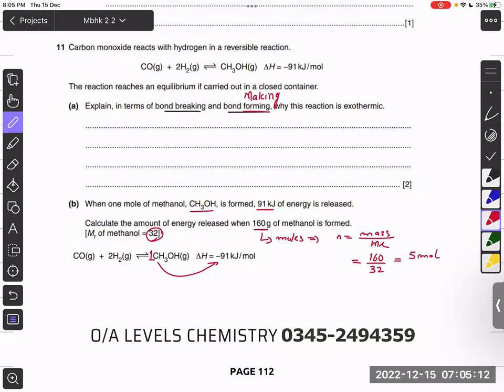As per the equation, when 1 mole of methanol is formed, energy of 91 kilojoules is released. So when 5 mole of methanol is formed, how much energy would be released? We'll just cross multiply it. X into 1, 5 into 91. So this would give us 455 kilojoules.